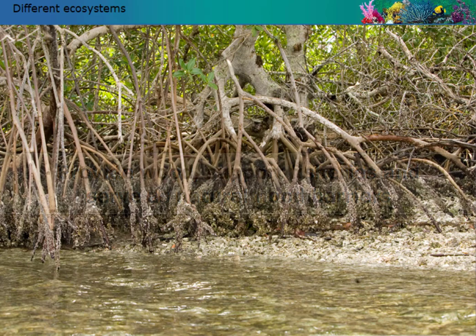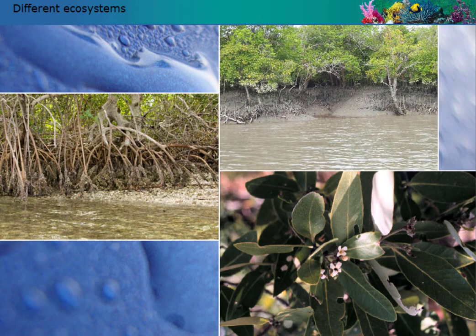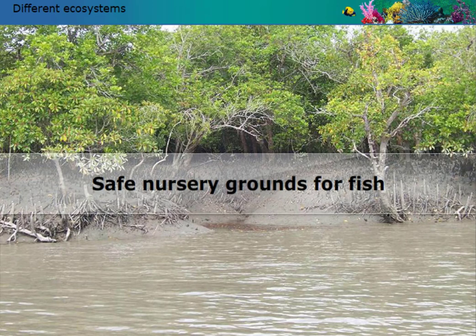Few animals eat the living leaves of the mangroves. But the dead, decomposing leaves play a crucial role in mangrove food webs. Mangroves are safe nursery grounds for many species of fish, some of which live on coral reefs as adults.